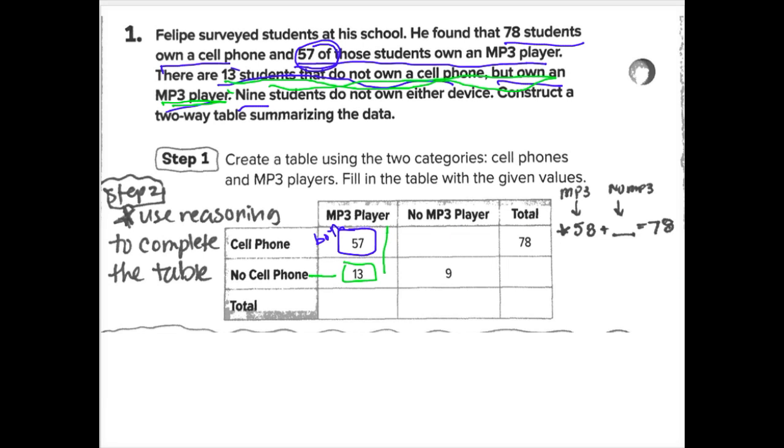And then if we look at our last one, the 9 students don't own either device. That's where our 9 comes from.